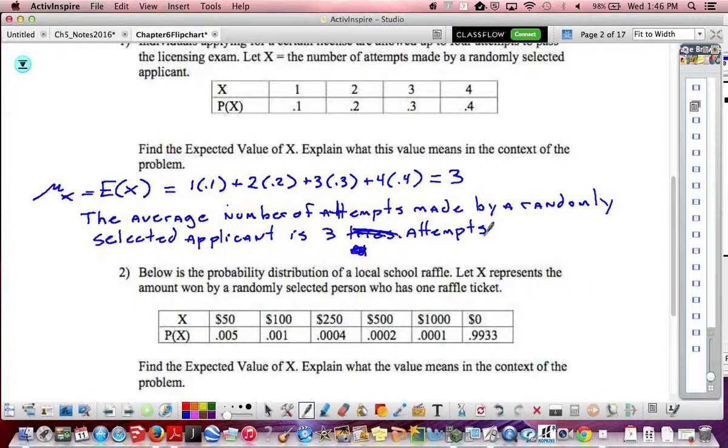So if you did it in less than 3 attempts, you were better than average. If you did more than 3 attempts, you were less than average. If you were actually 3, you were the average.